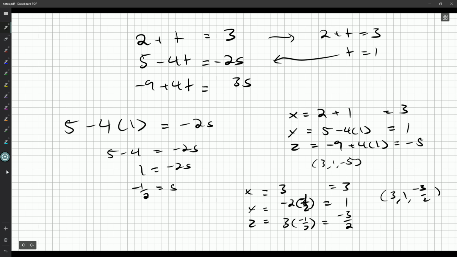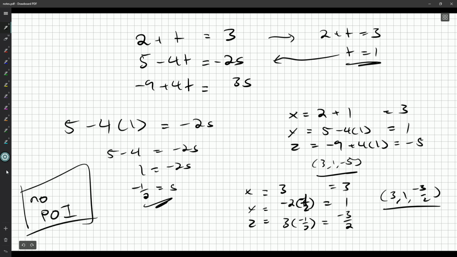So unfortunately, for the s and t values that we worked out, we get different points. So we do not actually have a point of intersection. So no point of intersection. And that's our final answer.